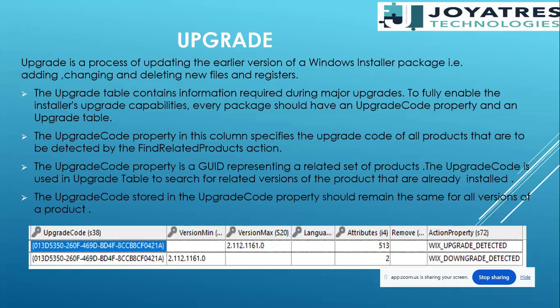Now, with respect to attributes, I'll explain that in a later slide: why we have given attributes 513, why we have given 2. It has a value.